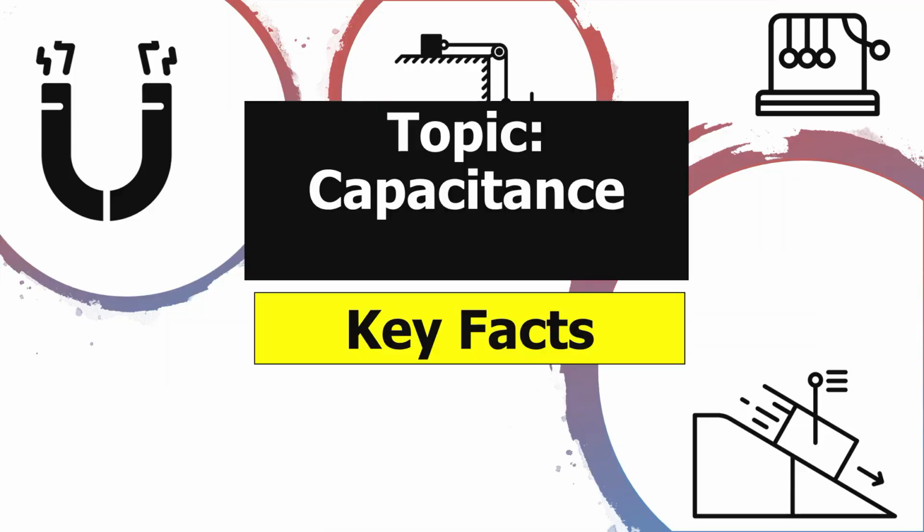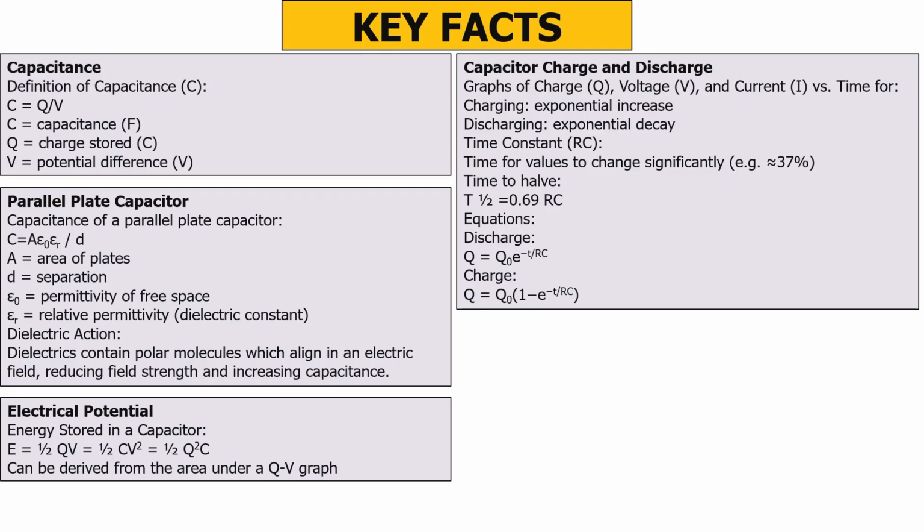So what are the key facts to do with capacitance? Well, the definition of capacitance is the charge over the potential difference. Now the capacitance of a parallel plate capacitor is equal to the area of the plates times the permittivity of free space times the relative permittivity or dielectric constant, divided by the separation of the two plates. Now there is dielectric action that takes place in a parallel plate capacitor. So the dielectric contains polar molecules which align in an electric field, reducing the field strength and increasing the capacitance of the capacitor.